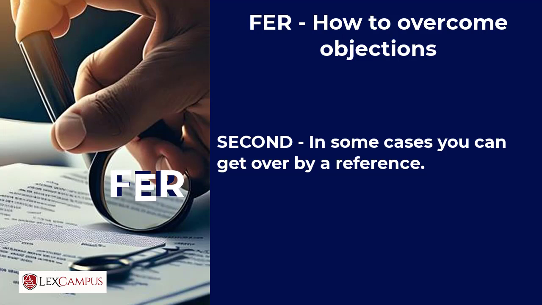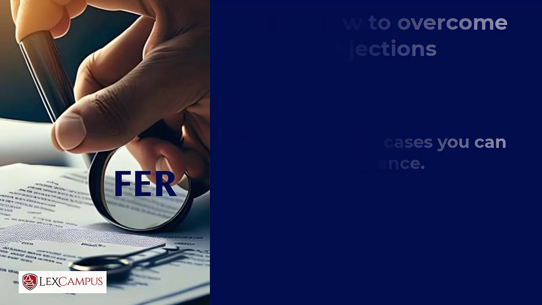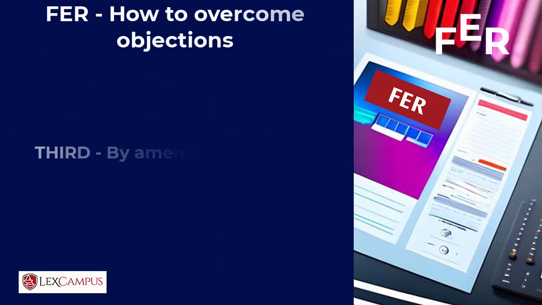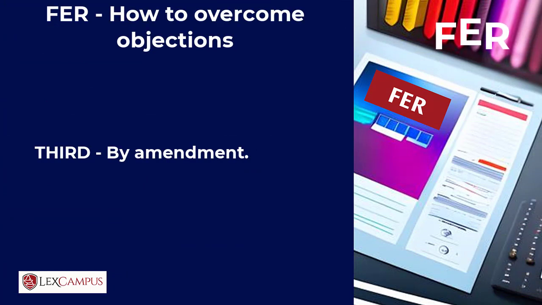The first is you try to argue yourself out. Second is by reference. Third is by amendment. To satisfy the objection, you amend it to get over the objection. So these are the broad 3 ways in which you get over any objection in an FER.